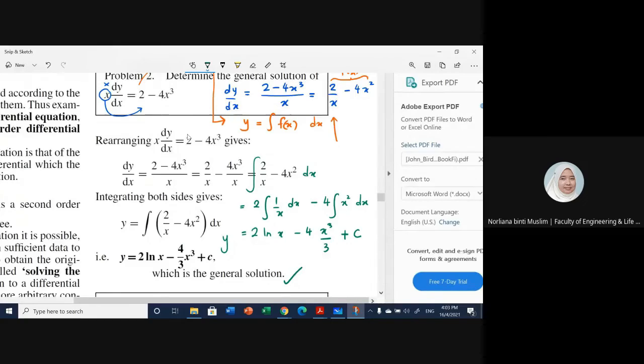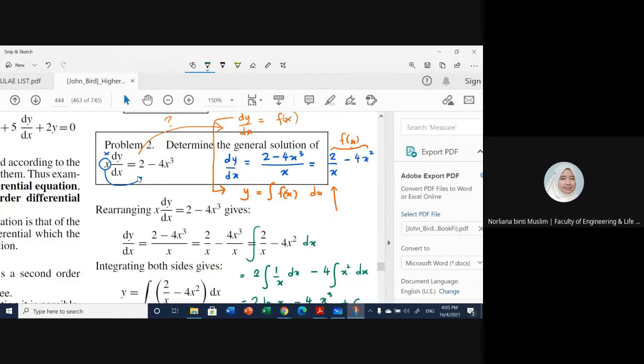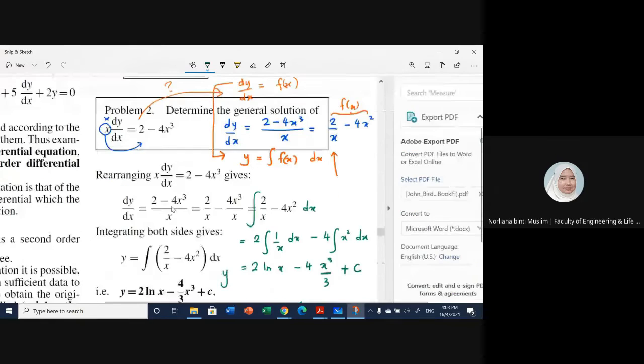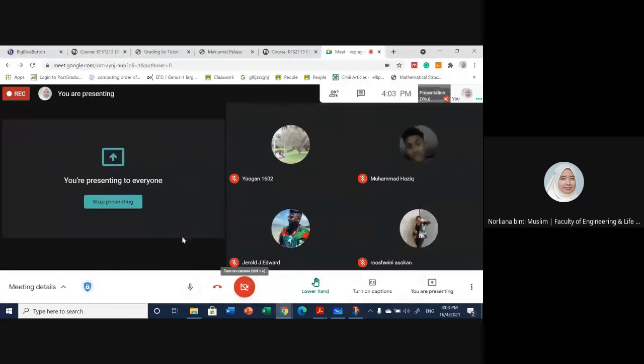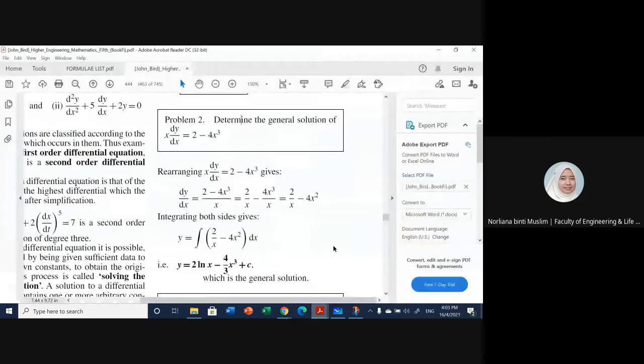Okay, so in problem 2, there is no initial value given. So we just solve it by finding the general solution. Do you have questions so far? Is it clear? This is just direct integration. Any question? So far no, madam. So far okay, madam. Okay, move to the next one.